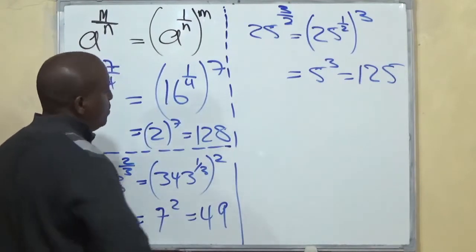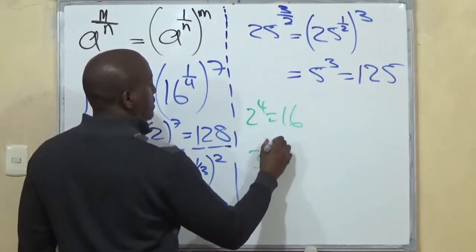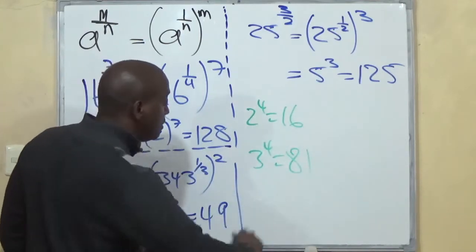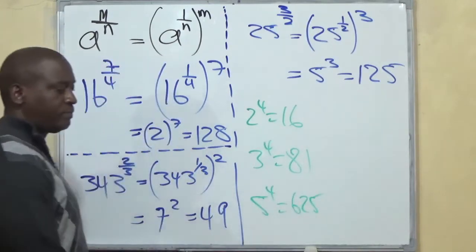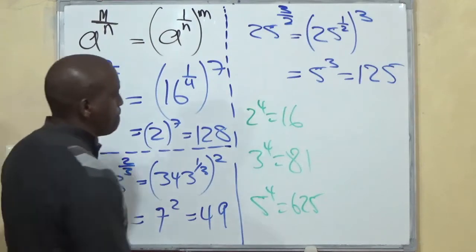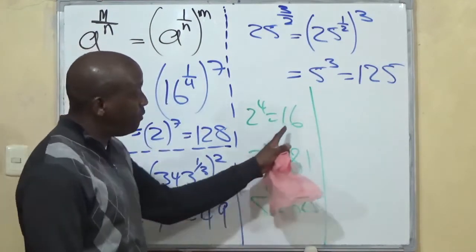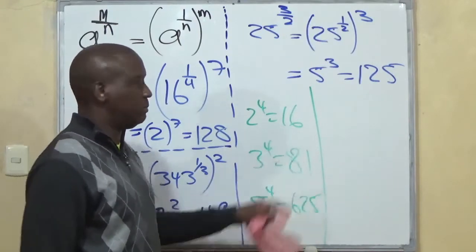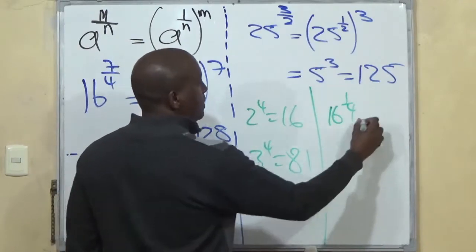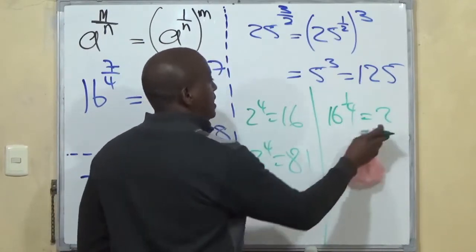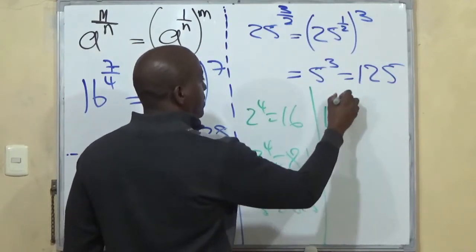So let me go with 4. 2 to the power of 4 is 16. 3 to the power of 4 is 81. 5 to the power of 4 is 625. So we're going again. With all of those, what does that mean? It means that the fourth root of 16, 16 to the power of 1 over 4, is... Oh, come. That's looking like a mixed number. Better than that: 16 to the power of 1 over 4.